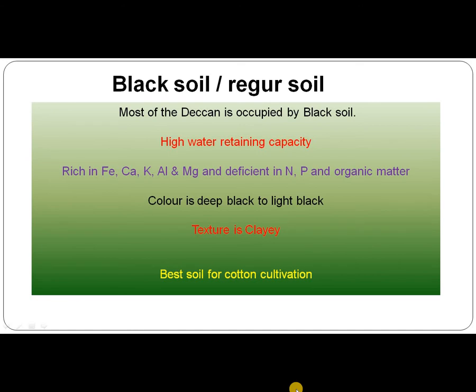Color is black, sometimes light black in color. Texture is clayey, and black cotton soil is best suited for cotton production. So cotton can be grown in black cotton soil.